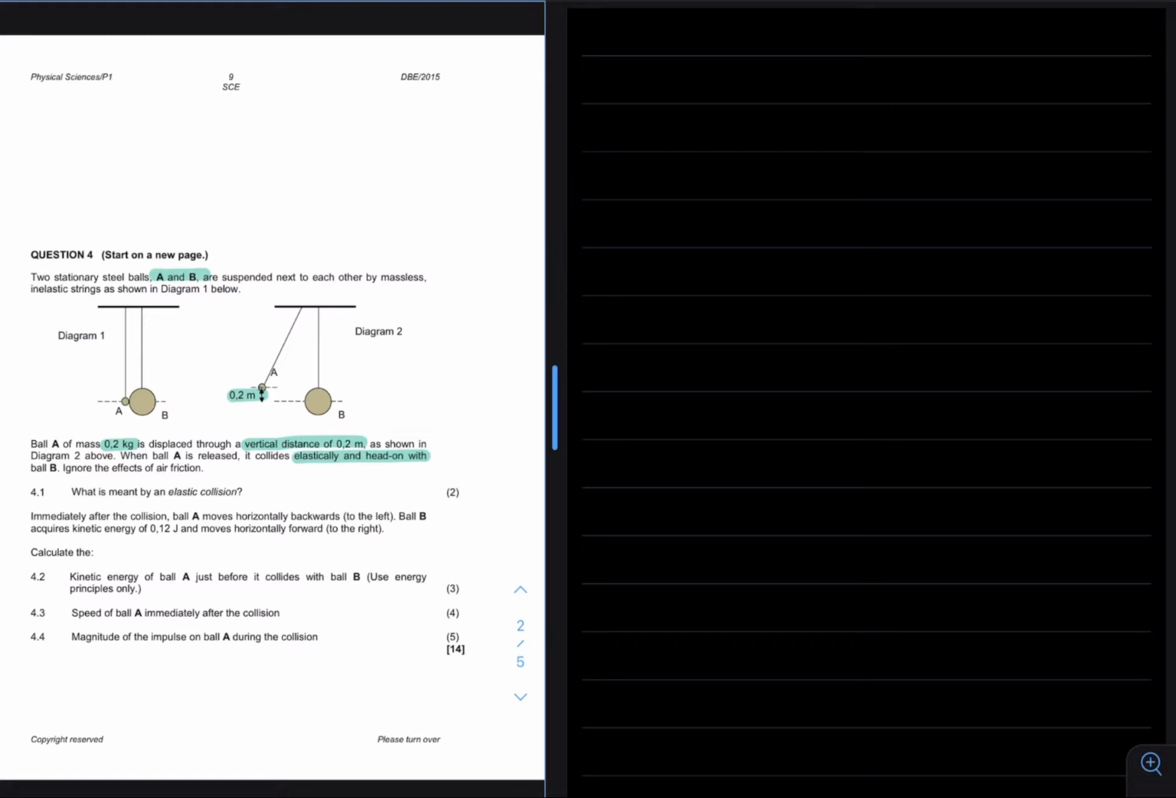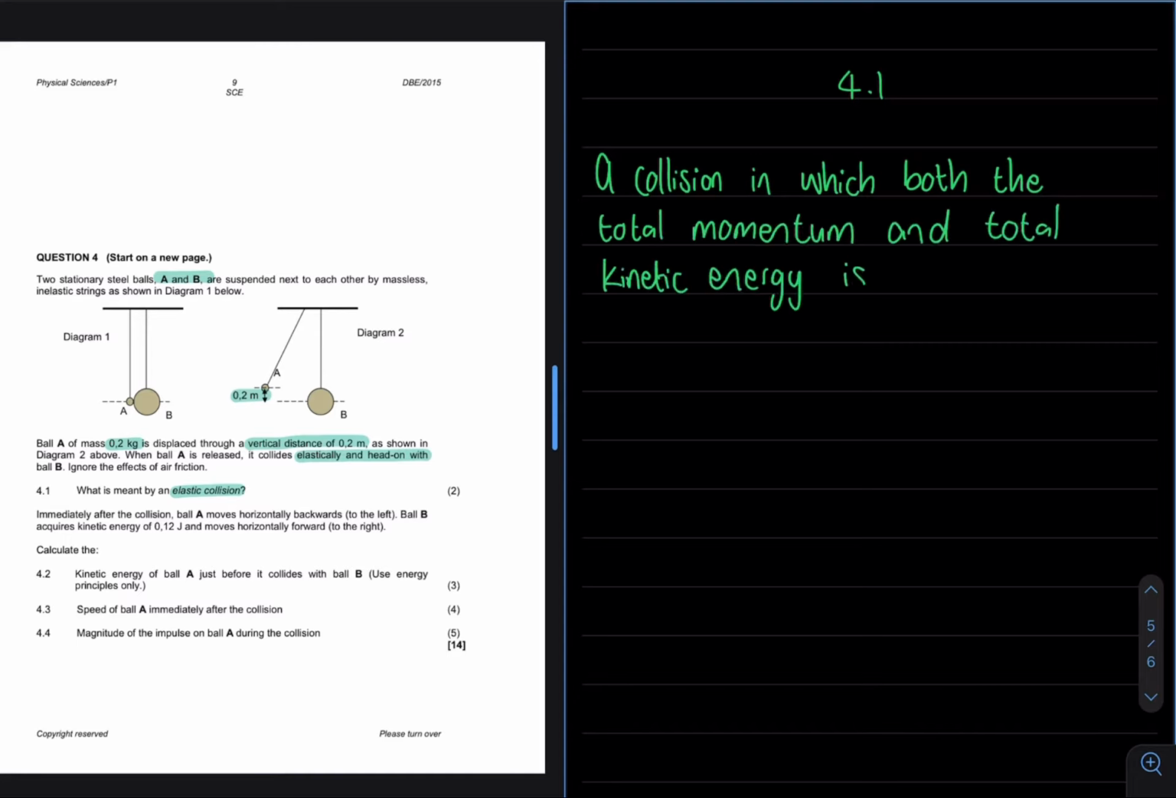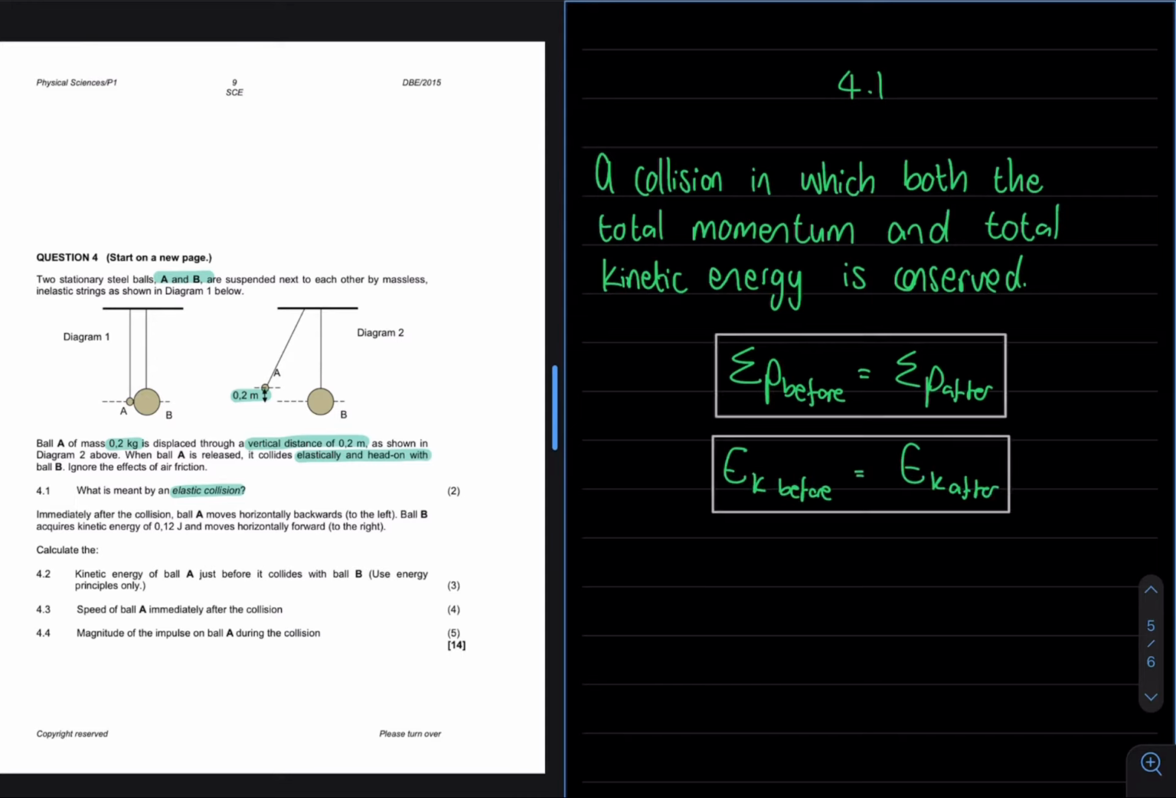4.1 then asks, what is meant by an elastic collision? So in other words, the total momentum before a collision will be equal to the total momentum after, as well as the kinetic energy before and after a collision.